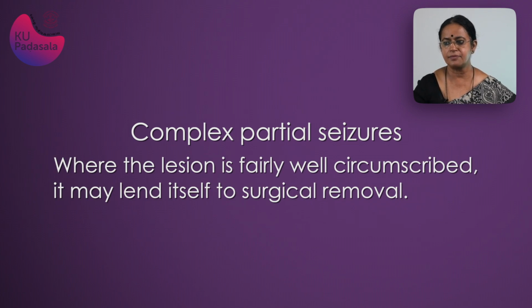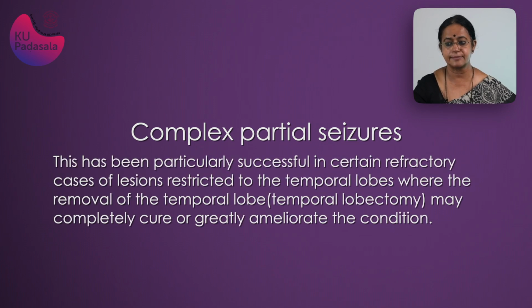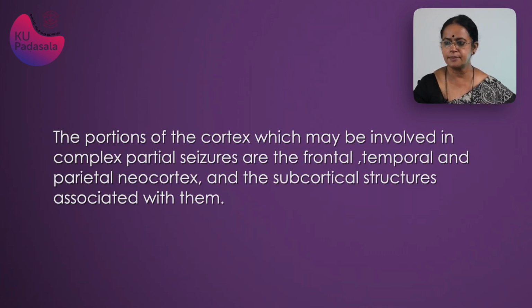Where the lesion is fairly well circumscribed, it may lend itself to surgical removal. This has been particularly successful in certain refractory cases of lesions restricted to the temporal lobes, where the removal of the temporal lobe, or temporal lobectomy as it is often called, may completely cure or generally ameliorate the condition. The portions of the cortex which may be involved in complex partial seizures are the frontal, temporal, and parietal neocortex and the subcortical structures associated with them.